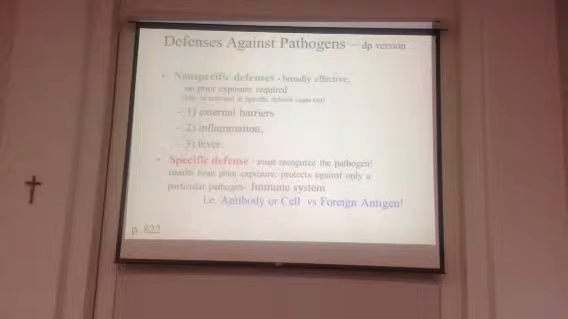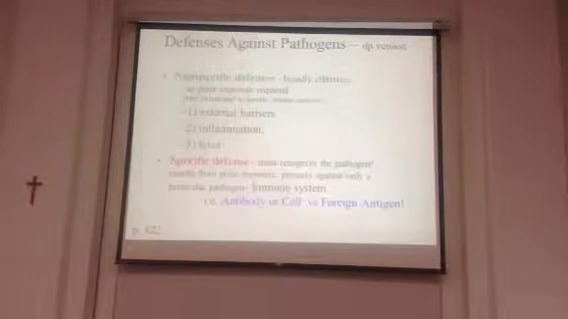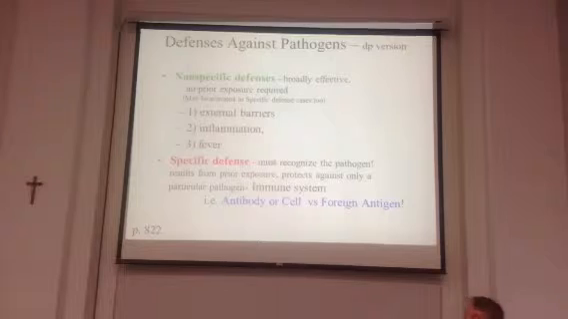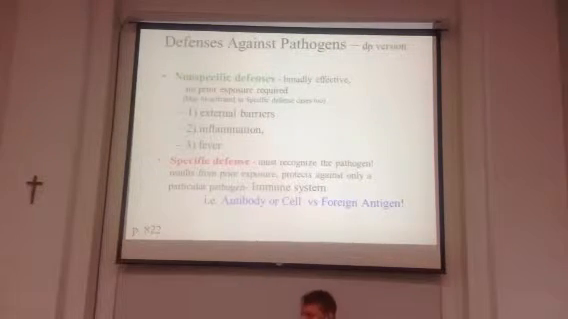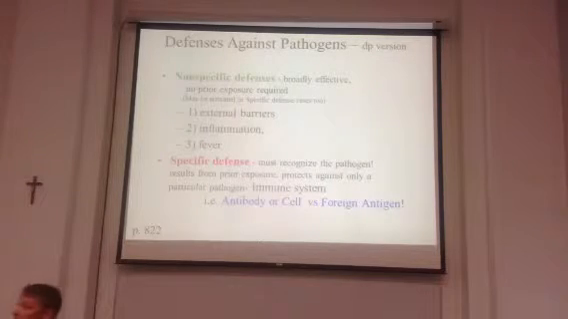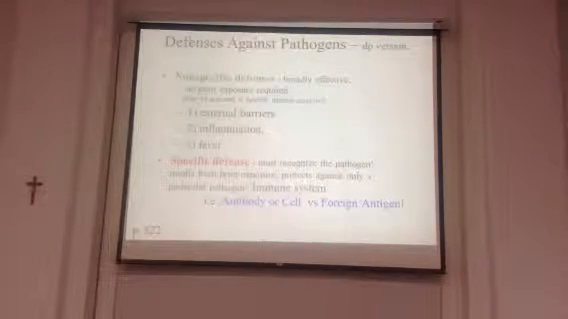For specific defenses, when we talk about mounting a specific defense, we must know specifically who is invading us. That's the whole point. If we know exactly who is trying to invade us, we can usually mount a very specific defense against that specific invader. So for specific defenses, there must be recognition. Your body must know who the foreign invader is.